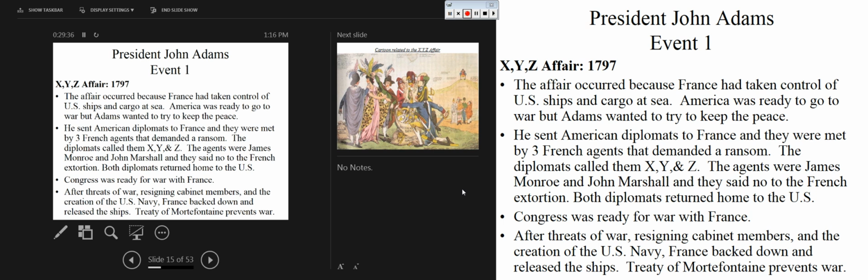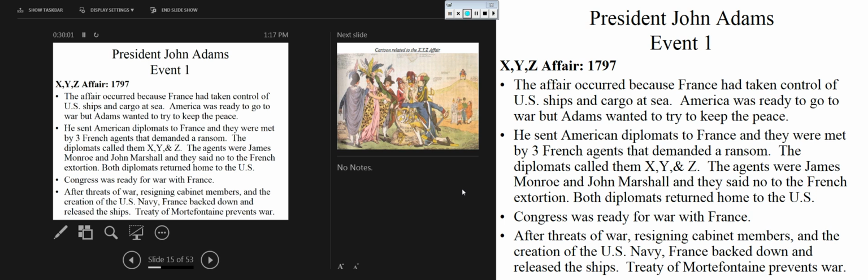This is a pivotal moment in American history. What could we have done? Could we have accepted this and paid the ransom? Or could we have gone to war? That's really where we're at this point. Monroe and Marshall are going to leave France offended, return to the United States, and Congress is on the brink of war with France.